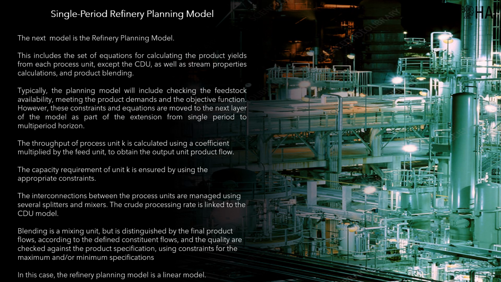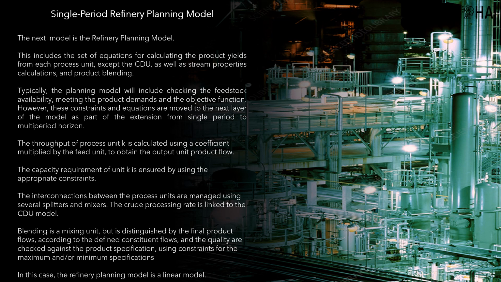The next model is the refinery planning model. This includes the set of equations for calculating the product yields from each process unit, except the CDU, as well as stream properties calculations and product blending. Typically, the planning model will include checking the feedstock availability, meeting the product demands, and the objective function. However, these constraints and equations are moved to the next layer of the model as part of the extension from single period to multi-period horizon.